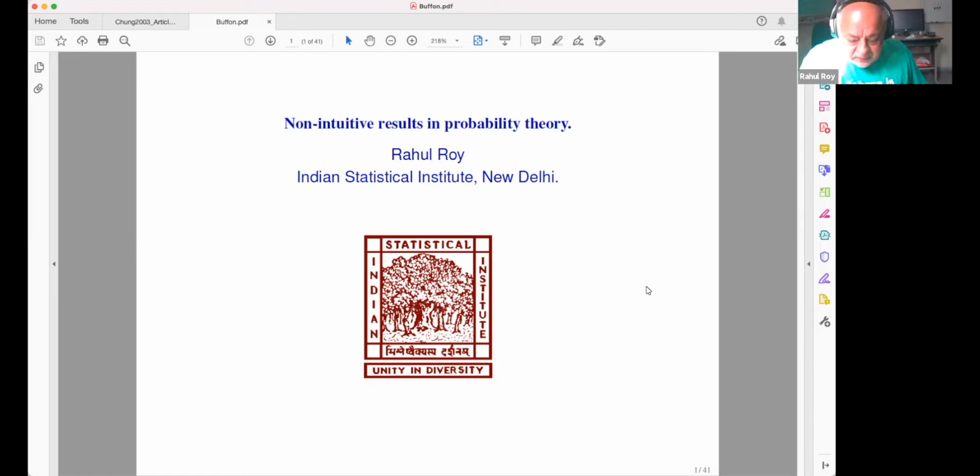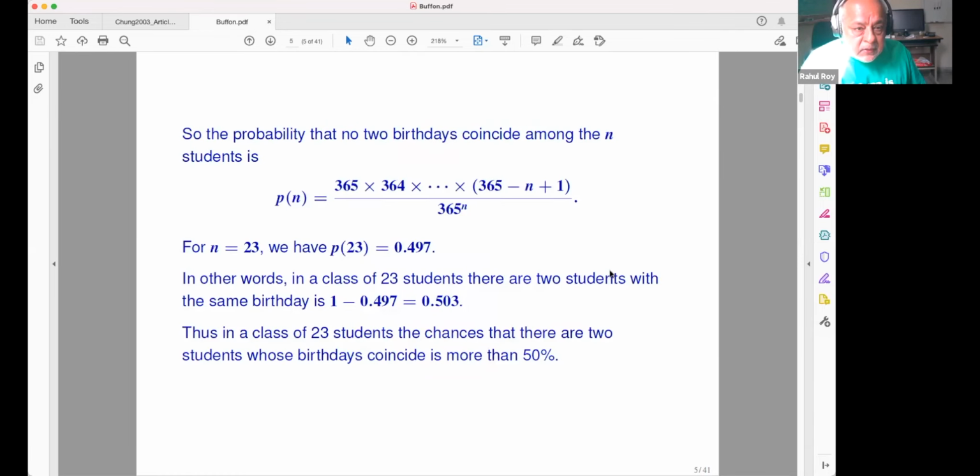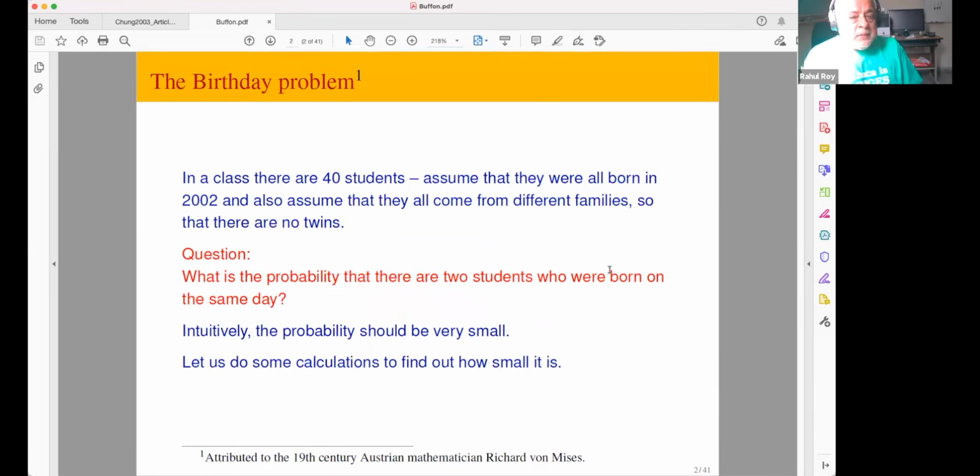The first thing which we will do is the birthday problem. So suppose in a class there are 40 students and assume they are all born in 2002, and also assume that they all come from different families so that there are no twins. The first question is, what is the probability that there are two students who are born on the same day?